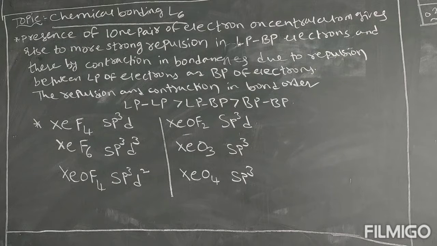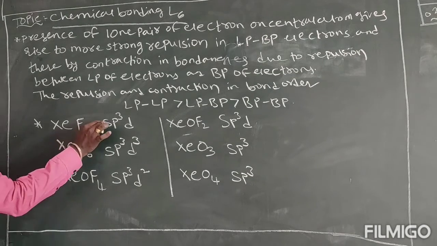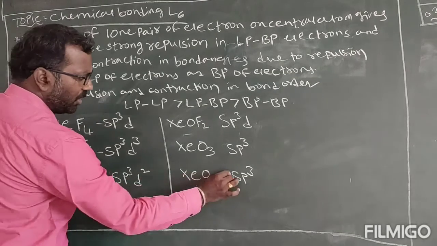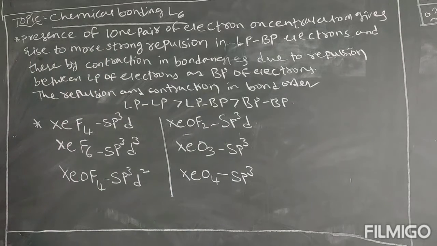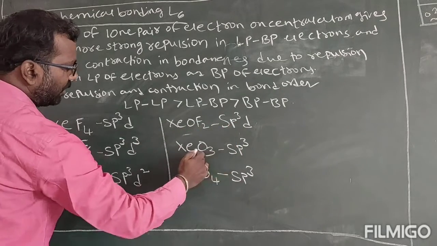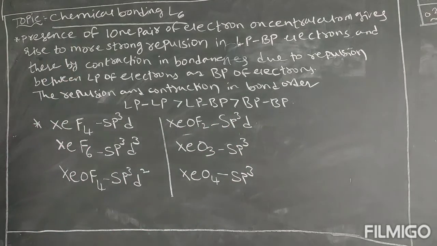So lone pair-lone pair is greater than lone pair-bond pair and bond pair. And what type of hybridization is present in XeF4? It is sp3d2 hybridization. In XeF6, what type of hybridization? So these are the hybridizations. In XeF4 to XeOF2, what type of hybridization? It is sp3d. In XeO3 it is sp3, XeO4 sp3. So those are the things which you have to write.